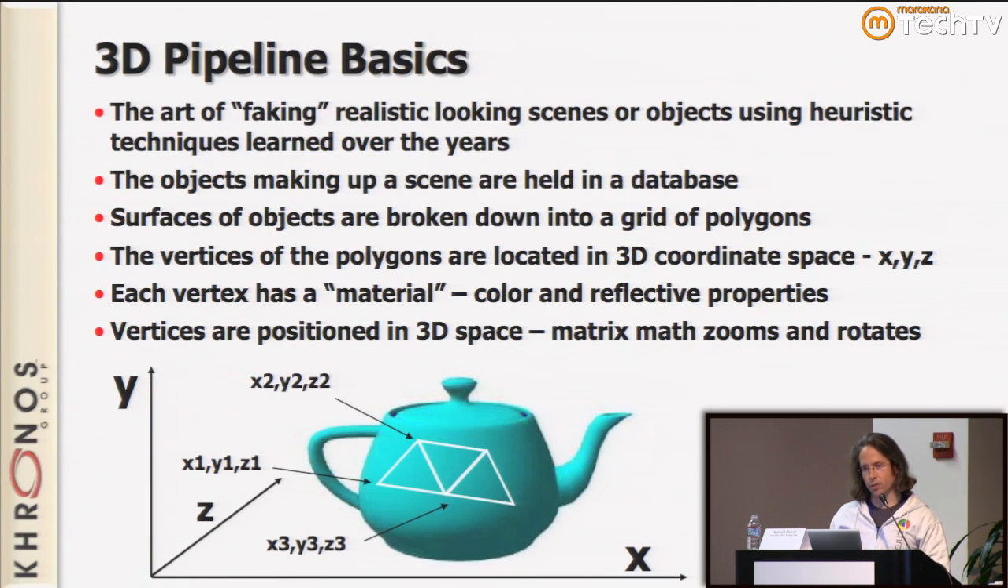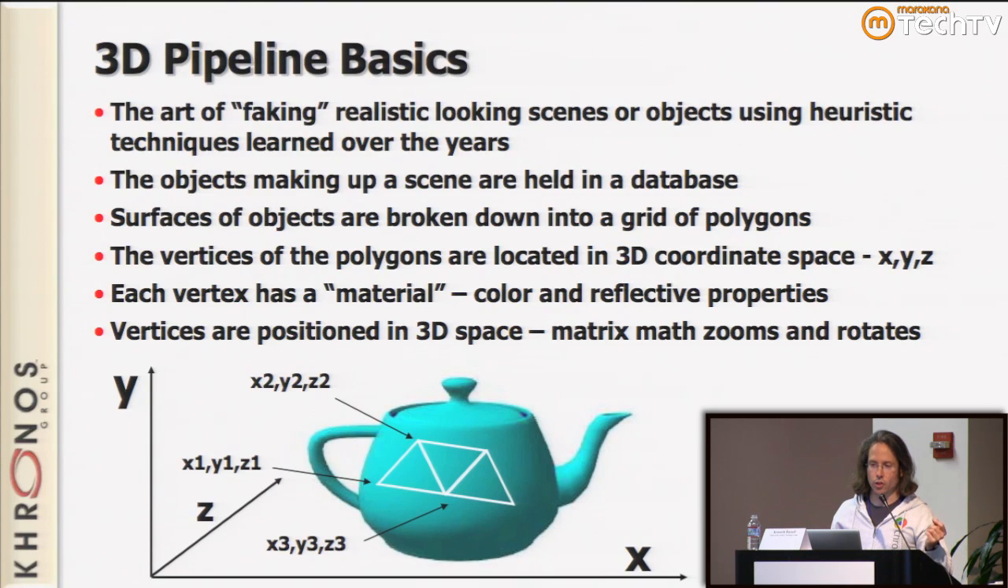So the earliest 3D was basically just taking the vertices of your 3D model, perspective projecting them, and then shading them in such a way that it looked like there was some kind of light effect going on. But the heuristics have dramatically increased over the years, and again, we'll touch on this a bit more. There's usually some kind of a database or some stored representation of your 3D models.